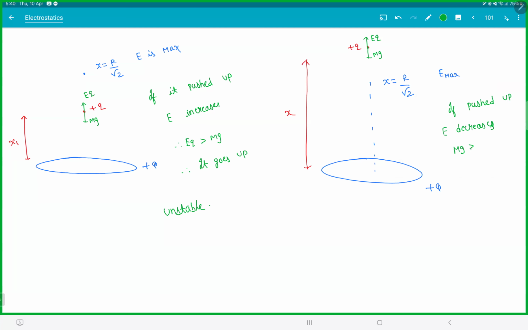Mg becomes greater than EQ. It comes down. Making sense? Is that clear, everyone? There, check this out. So you'll get 2 answers.